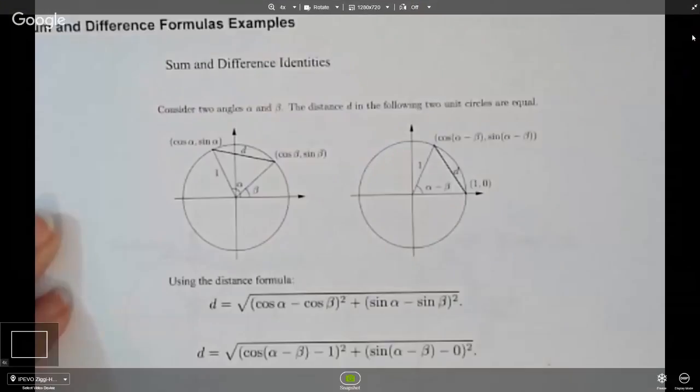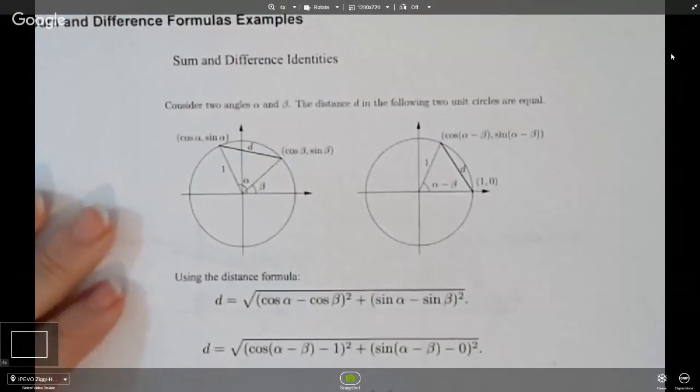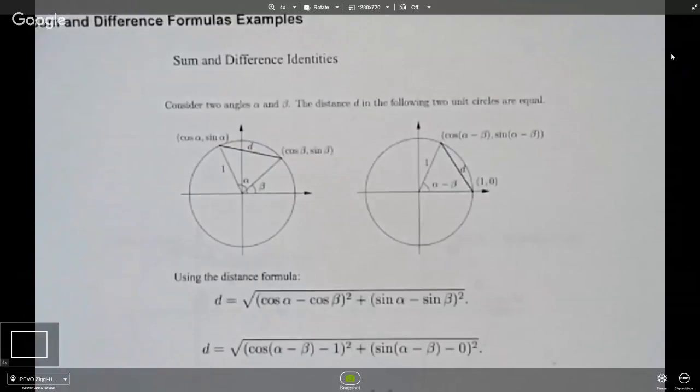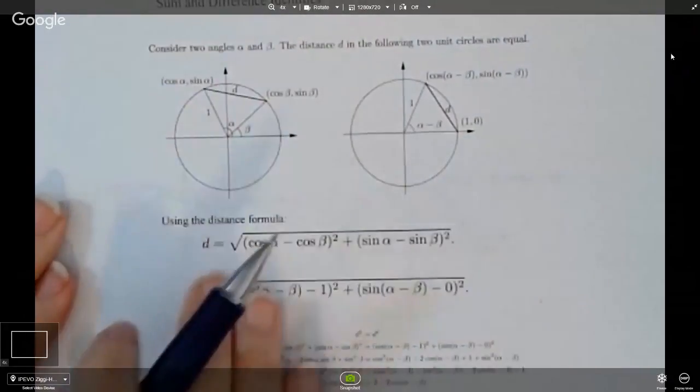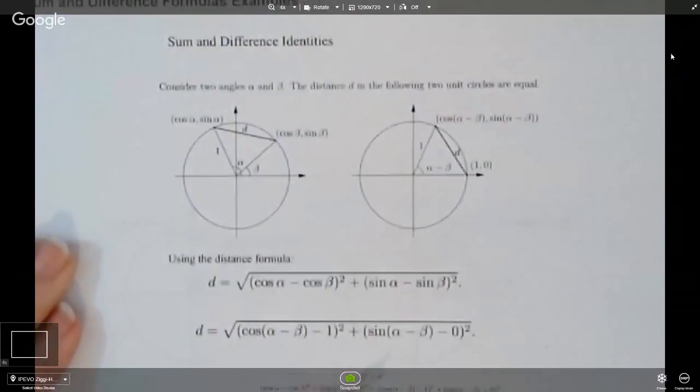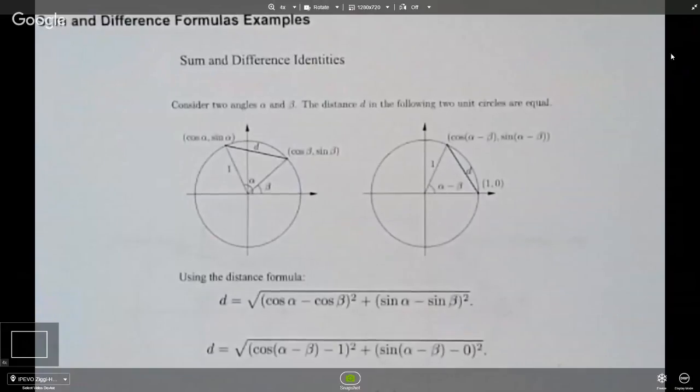All right, today we're going to talk about the sum and difference formulas or identities for honors pre-cal here. And what we're going to do is I'm going to show you the proof. In your notes, you've got a copy of this proof. But what I'm going to do today is work it out by hand, and I just want you to follow along.